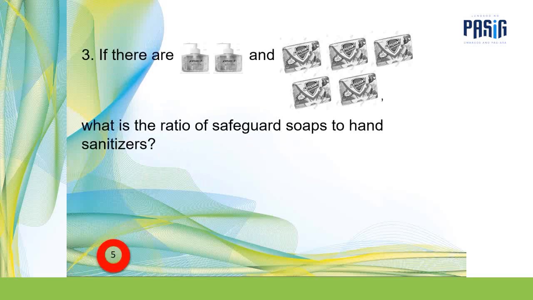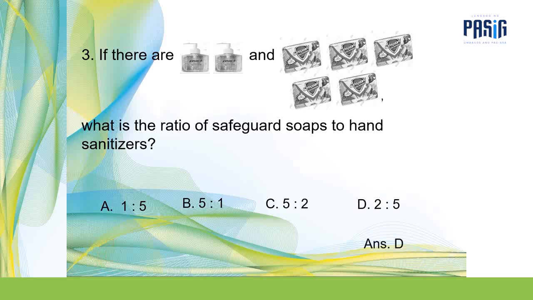Number 3. If there are 2 hand sanitizers and 5 safeguard soaps, what is the ratio of safeguard soaps to hand sanitizers? A. 1:5. B. 5:1. C. 5:2. D. 2:5. Please write your answer now. Time is up. The correct answer is letter D.